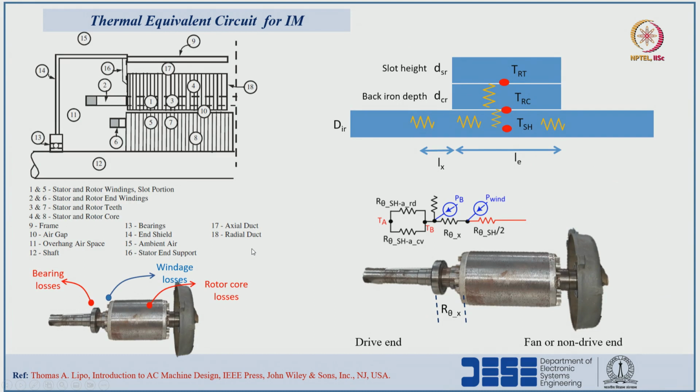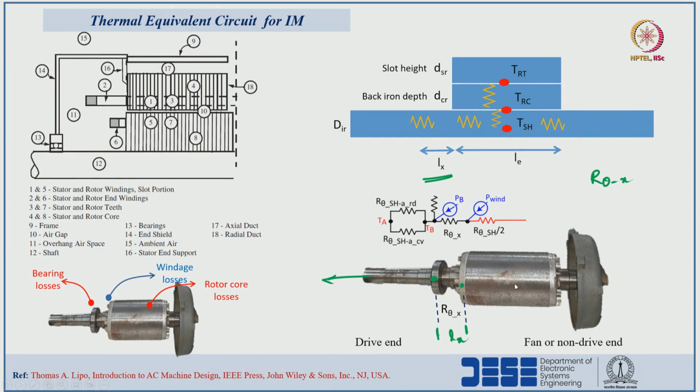Next, the thermal resistance from the end point of the rotor to the center point of the bearing. Let us consider the length from the midpoint of the end ring to the midpoint of the bearing as Lx. Based on this length, through the shaft, heat flows in the axial direction. That thermal resistance is R theta x, in this portion, the distance between the center point of the bearing and the center point of the end ring.